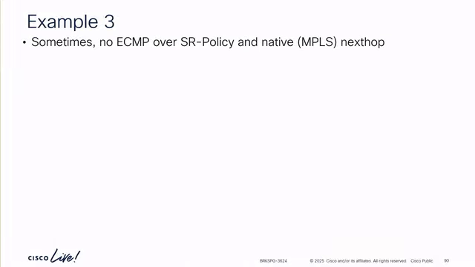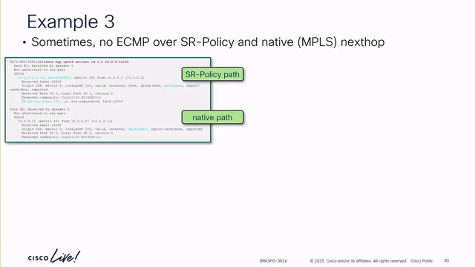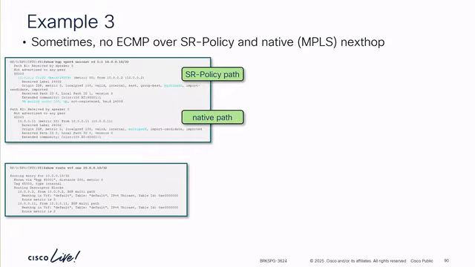Number 3, sometimes there's no ECMP over SR policy and native MPLS. This was also a problem in the past with native path and classic tunnel. We have something similar now with SR policy and native path, so no policy, just MPLS or IP forwarding. On the left-hand side, we see a prefix, 2 paths, BGP multipath is enabled, great. When we look at the routing table, they're both there.